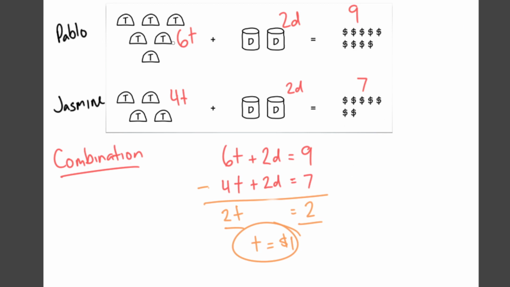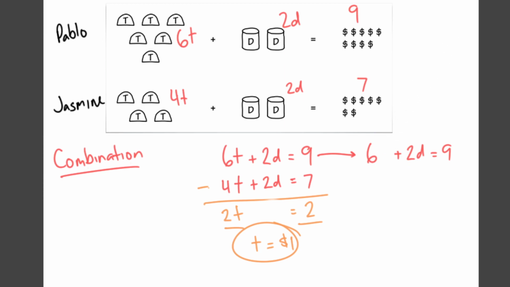Again, there's a couple ways you can do this. If you want to think of this essentially being $6 plus 2 of these, how much are the drinks worth? Or we can just plug it back into one of the original equations. I'm going to grab, let's do this one. I'm just going to copy this same equation, 6T plus 2D is equal to 9. Now that I know what T is, $1, I'm going to plug the T in to this equation up here.